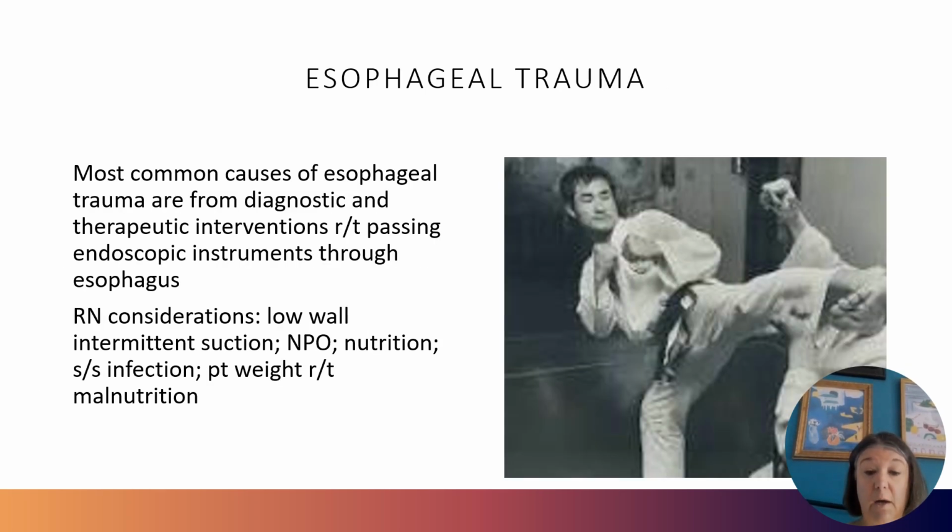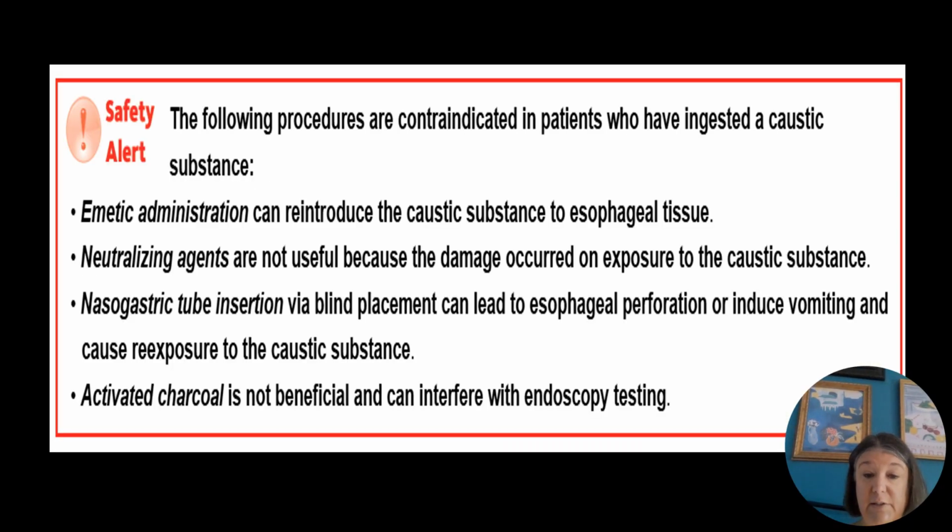Esophageal trauma. Most common causes of esophageal trauma are from diagnostic, so that's us, right? Sticking tubes down people. And therapeutic interventions related to passing endoscopic instruments through the esophagus. RN considerations: low wall intermittent suction, so an NG tube, NPO. We're going to worry about nutrition afterwards. We're going to worry about signs and symptoms of infection and patient weight related to malnutrition potentially, right? So nothing too crazy about this. It kind of goes along with all of our other GI stuff.